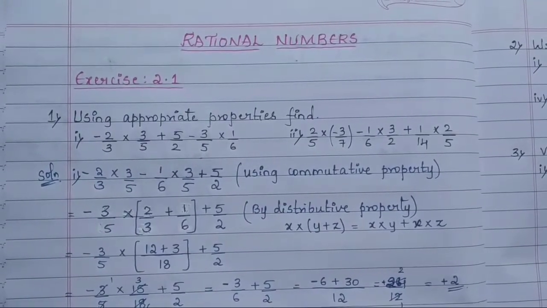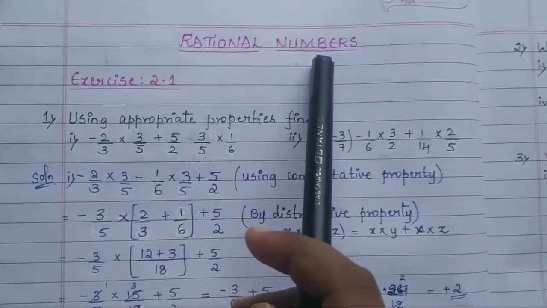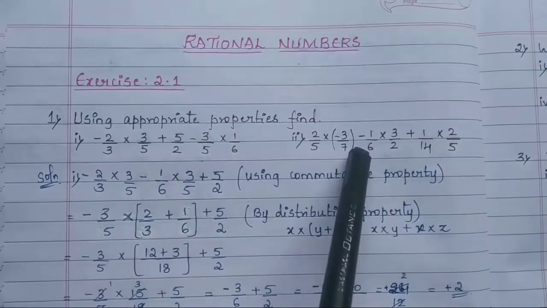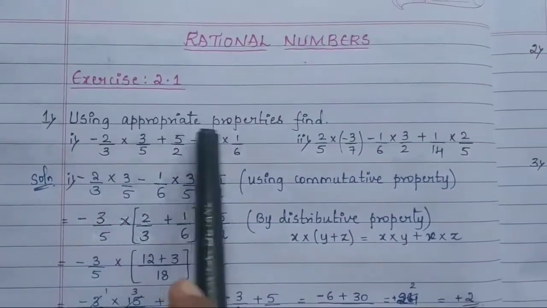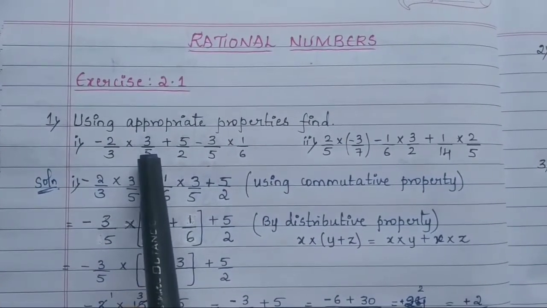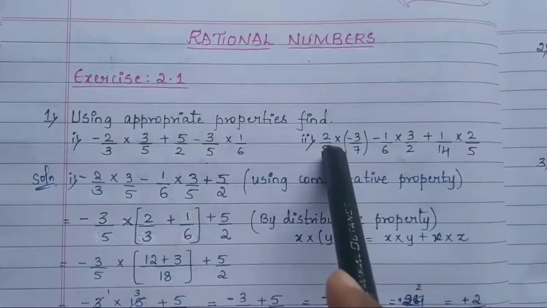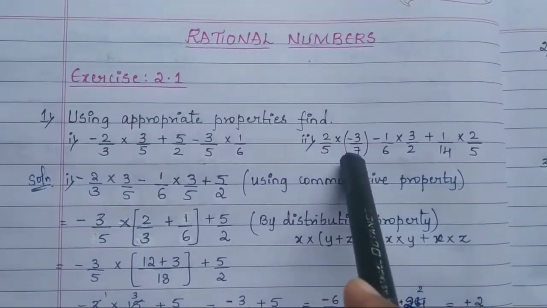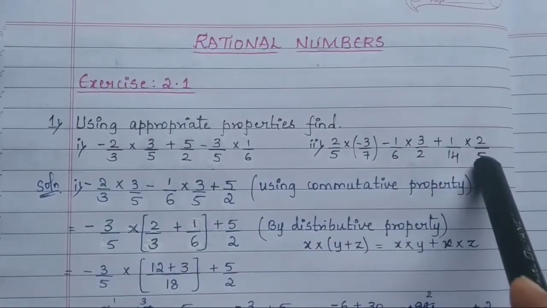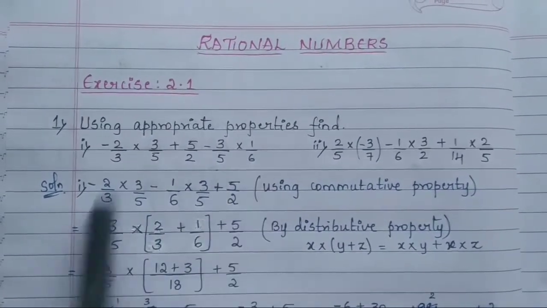Today we are going to study exercise 2.1 from the chapter Rational Numbers of class 8. Here you can see the first question. Using appropriate properties, find: the first one is minus 2 by 3 into 3 by 5 plus 5 by 2 minus 3 by 5 into 1 by 6, and the second one is 2 by 5 into minus 3 by 7 minus 1 by 6 into 3 by 2 plus 1 by 14 into 2 by 5. Let us see how to solve the first one.